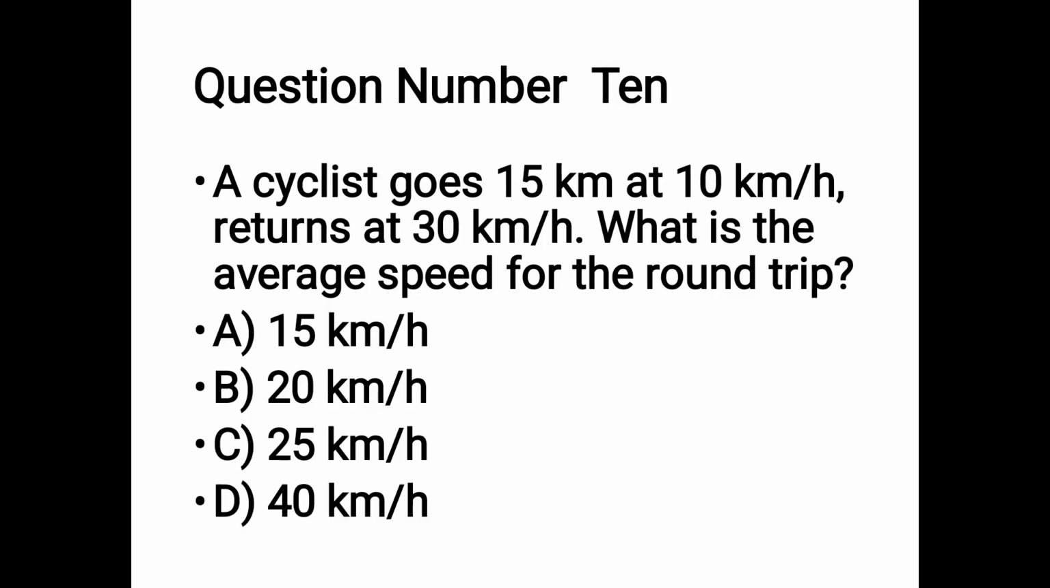Question number 10. A cyclist goes 15 kilometers at 10 kilometers per hour, returns at 30 kilometers per hour. What is the average speed for the round trip? A. 15 km per hour. B. 20 km per hour. C. 25 km per hour. D. 40 km per hour. You have 10 seconds.